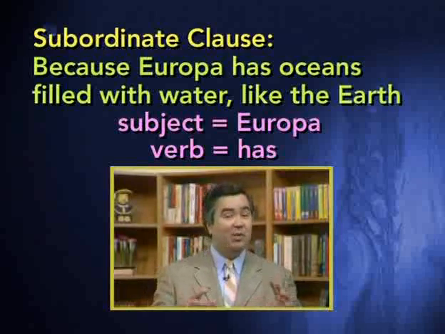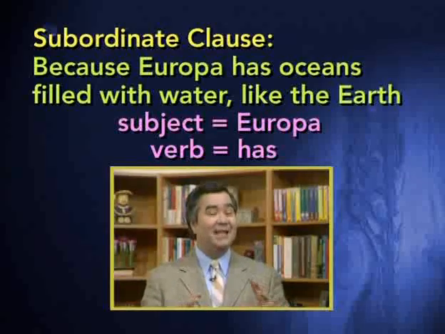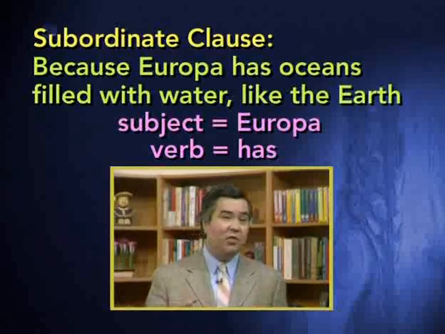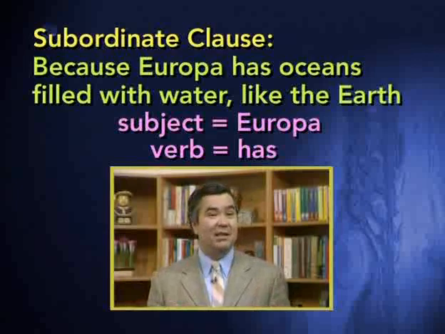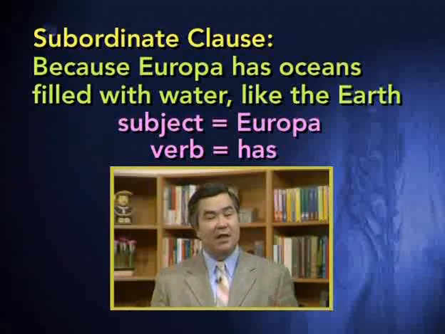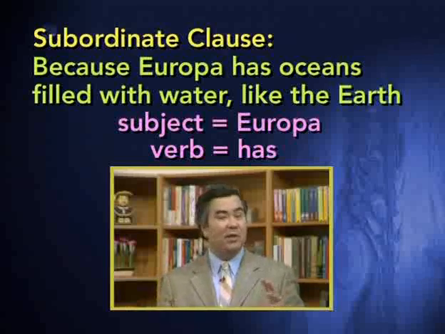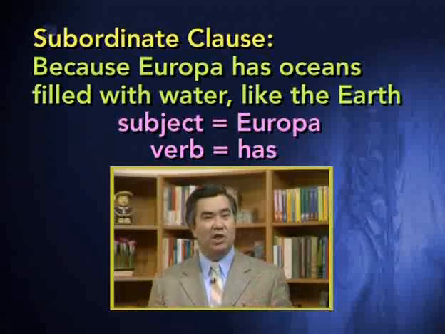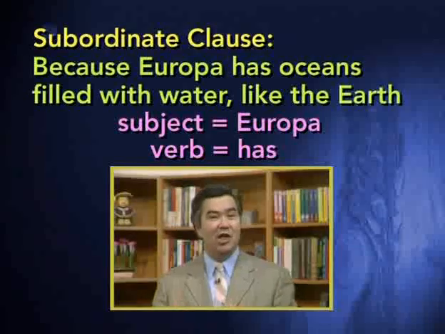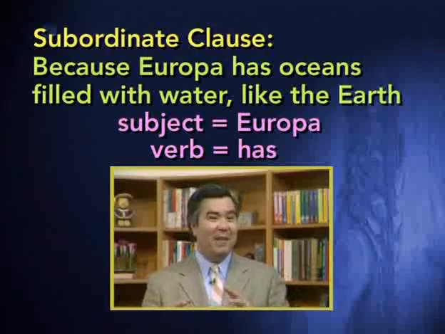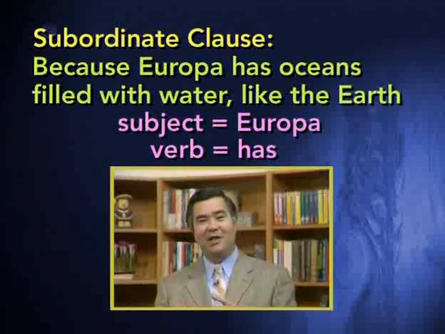Rather, it's a subordinate clause, one that cannot stand alone as a sentence. And if this were to appear in a piece of writing as if it were a complete sentence, that would be a mistake. This is really a sentence fragment. This is a subordinate clause because it begins with the subordinating conjunction because. Notice that having the subordinating conjunction because there makes this into a subordinate clause.